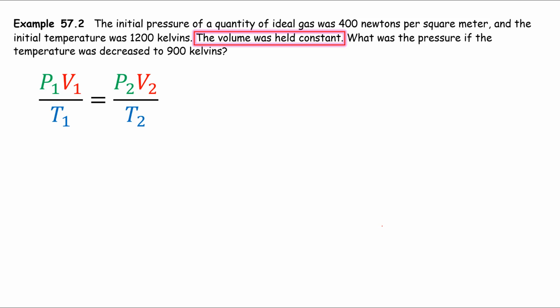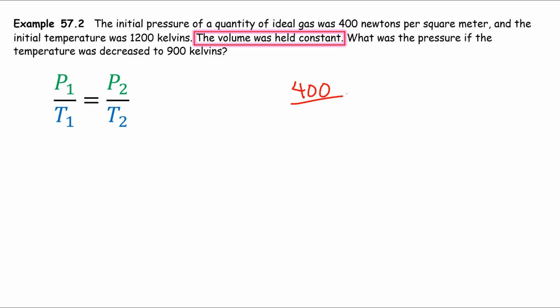And since we're not doing anything to it, it's just going to cancel out, so we might as well not even put it in the equation. So we're just going to set up the equation without the V's this time because volume was held constant. So we'll just fill in the other things. We have a pressure of 400 newtons to start with, so 400 is P1. And the temperature was 1200 kelvins, so that's T1. And it says that we are going to decrease the temperature to 900 kelvins, and we want to know what the pressure is going to be if we do that.